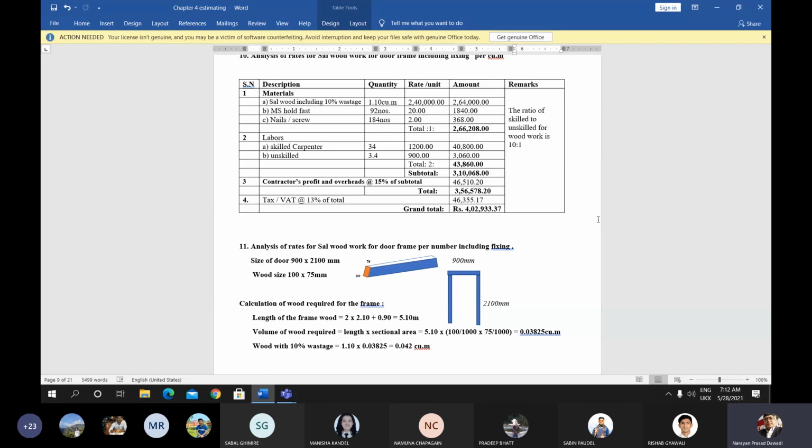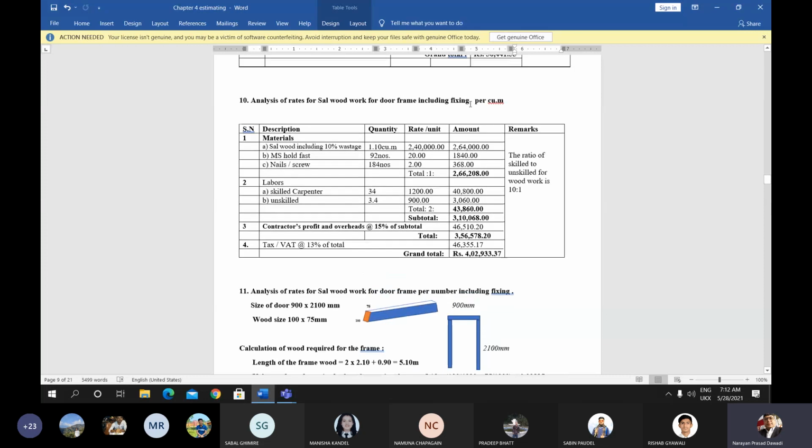This is considered here. Now, for 1 cubic meter, if you have to make the wooden frame using 1 cubic meter for 23 numbers, if you take the 1 cubic meter wood, that may be wasted. That may not be provided for the 23 numbers of the wooden frame. You must include the wastage part also.